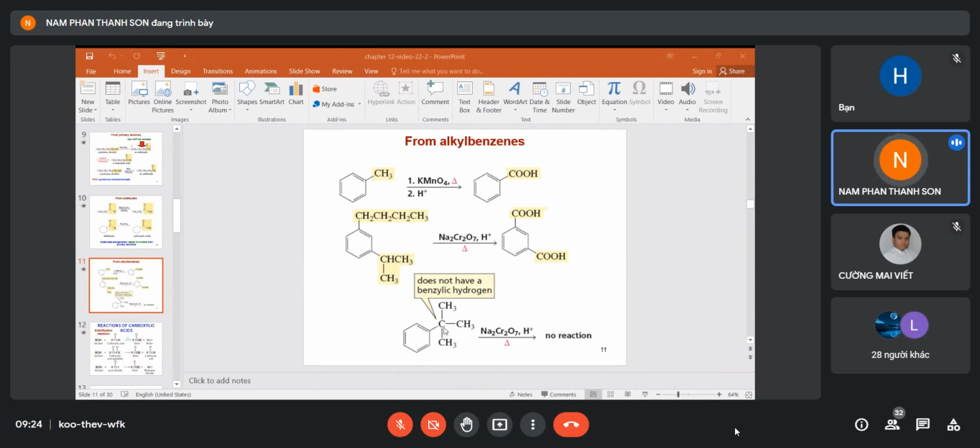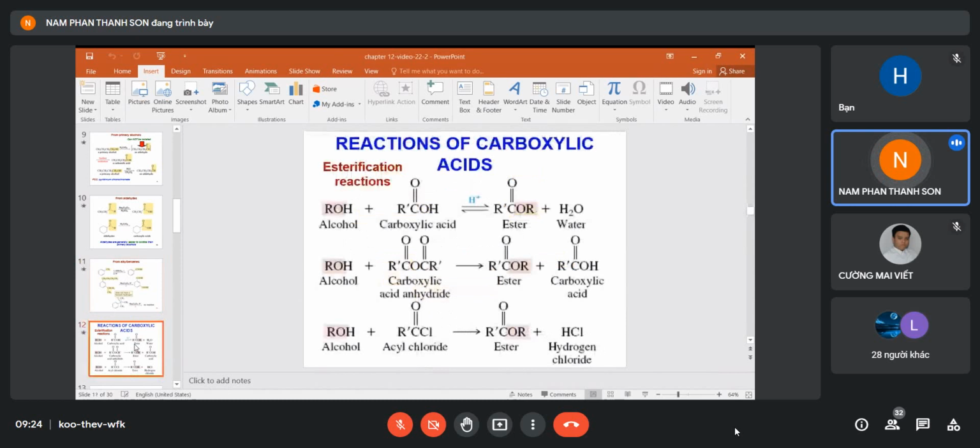So if we have something like t-butylbenzene, look at this alpha carbon, the carbon next to the ring. There is no hydrogen, so we cannot produce a radical from here. So no reaction. You will see this reaction in exams. Remember there must be at least one hydrogen atom on the carbon right next to the ring. If we don't have that hydrogen, no reaction. Okay, that is how we make carboxylic acid.